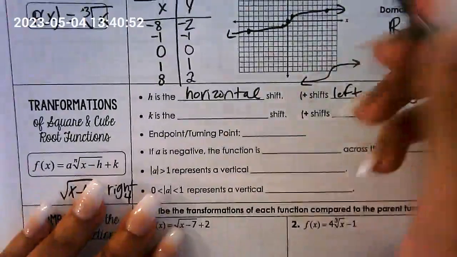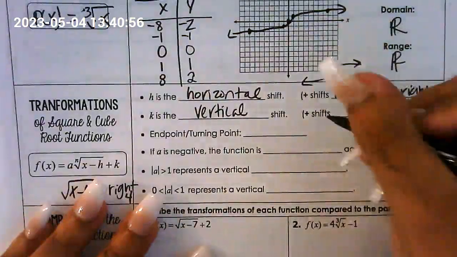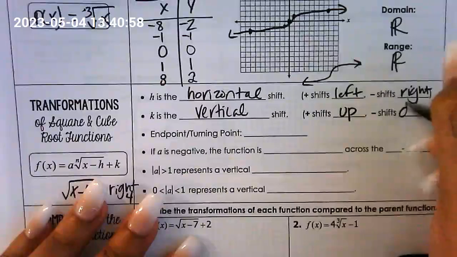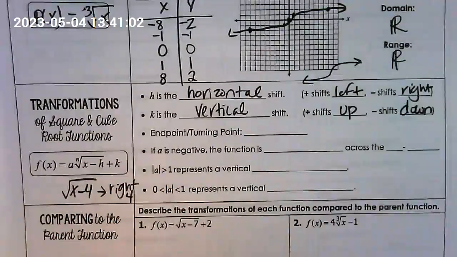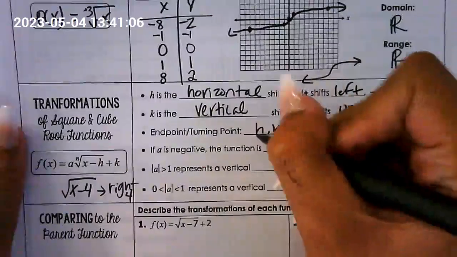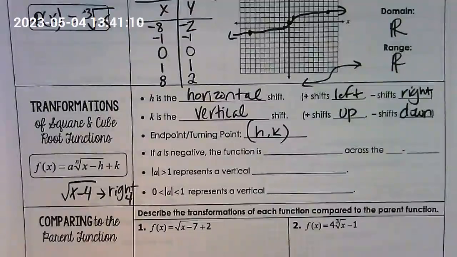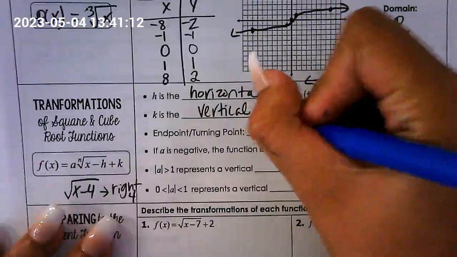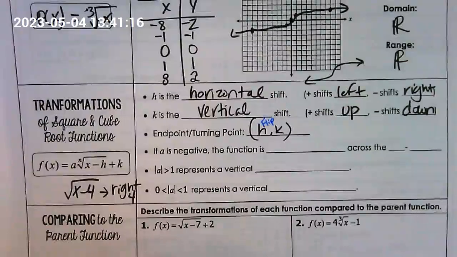All right. K is the vertical shift. Up is positive. Negative is down. So that's kind of right. H, K is a turning point. Remember, I'm going to flip that number in front. K stays the same. I flip H, keep K. K for keep. I keep K.